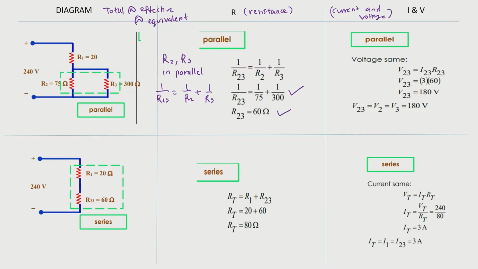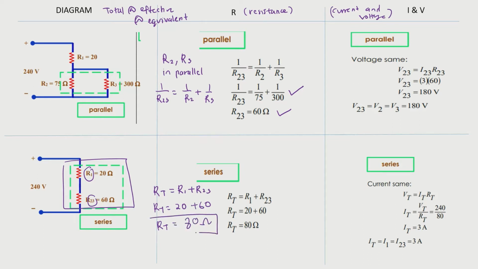So when we are done, we are going to combine resistor 2 and resistor 3. So these resistors, when we combine, will become resistor 2, 3. Now resistor 1 and resistor 2, 3 are in series. So when it's in series, we can find the total resistance by using the formula R1 plus R23, and we know the resistance of resistor 1 is 20 ohm and the resistance of resistor 2, 3 is 60 ohm. So this will give us 80 ohm. The total resistance is 80 ohm.